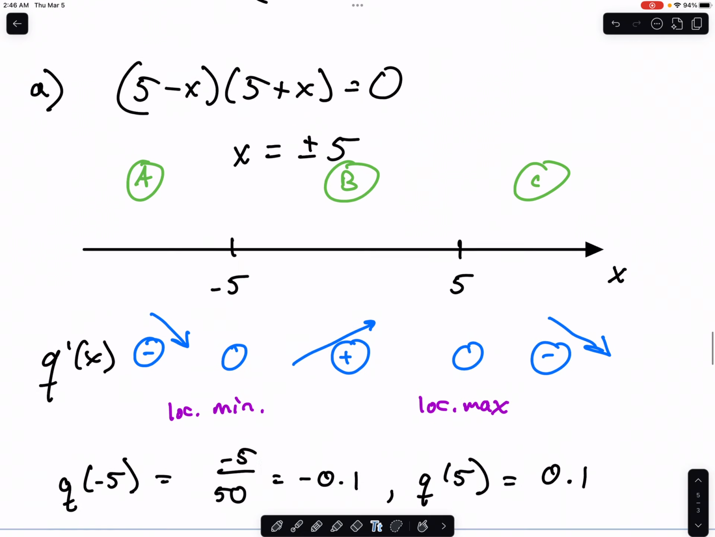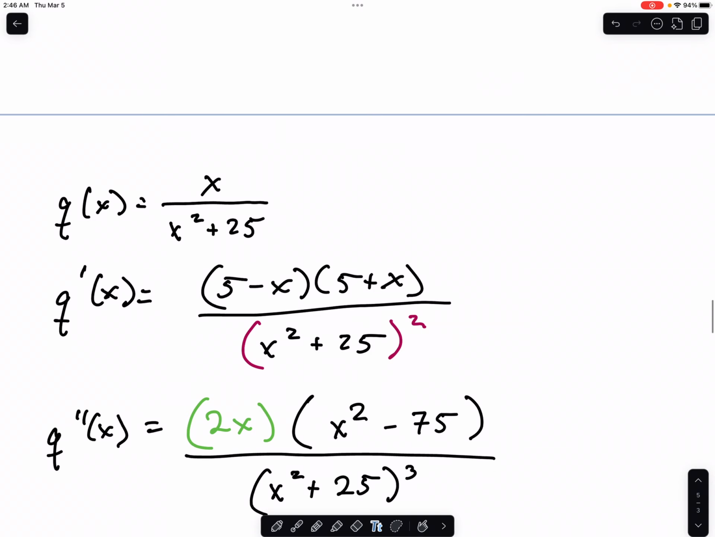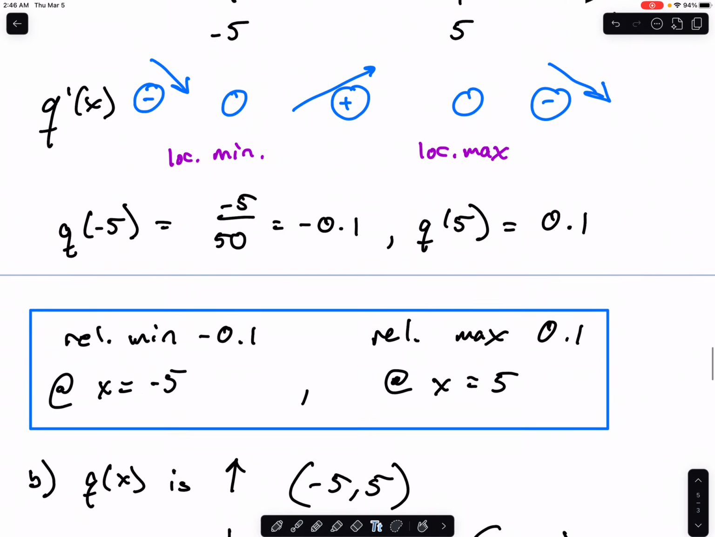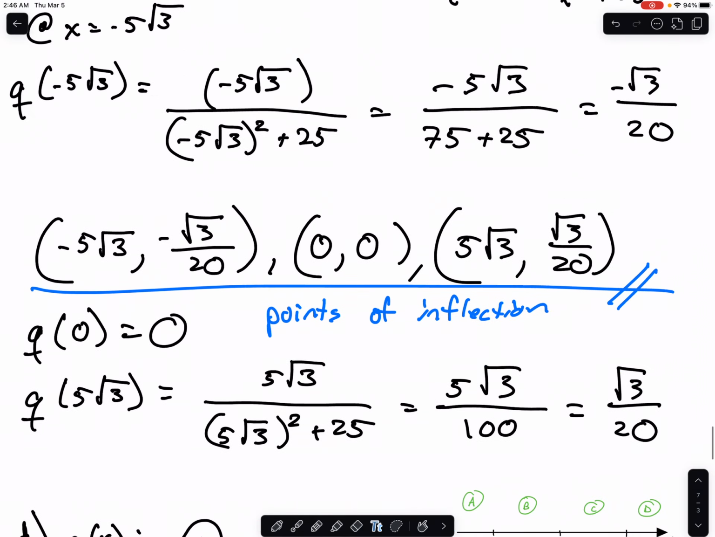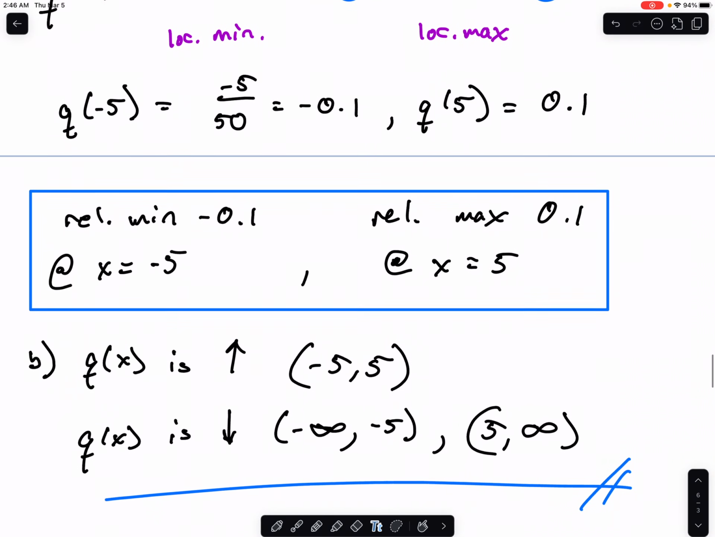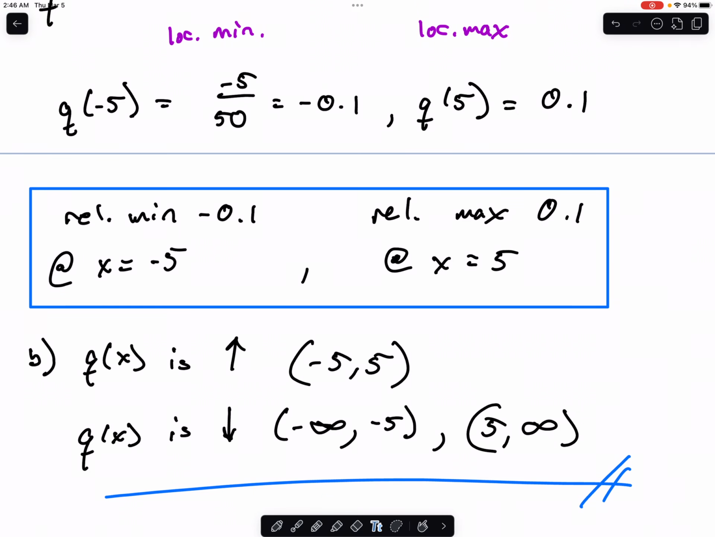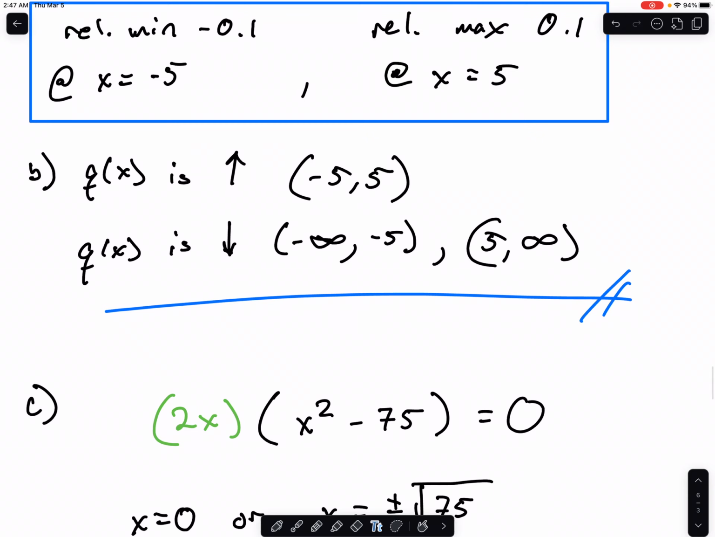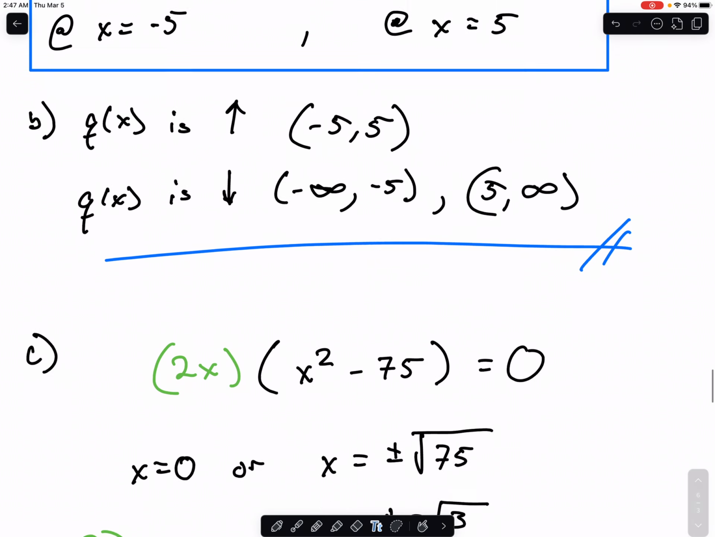I need a copy of the original. Our y-intercept, if we let x be 0, it looks like it's the origin. Our x-intercept, okay, so it looks like the x and y-intercepts are both the origin. What else do we have? So from A, we got a relative min of -0.1, relative max of 0.1. The original function is increasing as x goes.